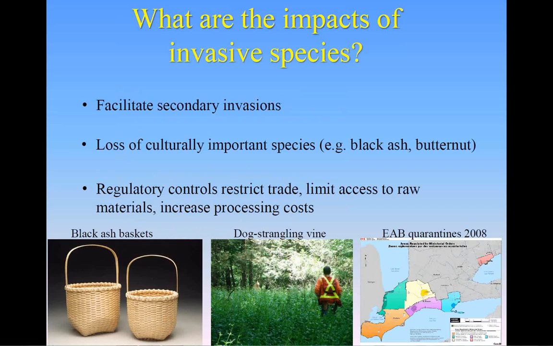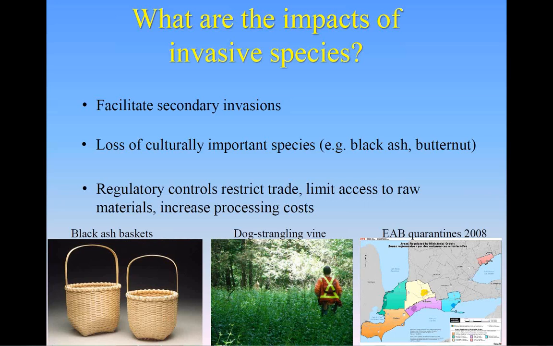So emerald ash borer, when it goes into a site, eliminates the ash, and then dog-strangling vine comes in. Culturally important species like butternut or black ash, used for baskets for First Nations. And then there's also the impacts of the control programs that we have. So if you are impacted by the control program, if you look at the picture on the bottom right, trying to figure out where the quarantines are, and each one is different for emerald ash borer in 2008, it's very difficult to move your raw material around and access it when you're trying to live within those restrictions.